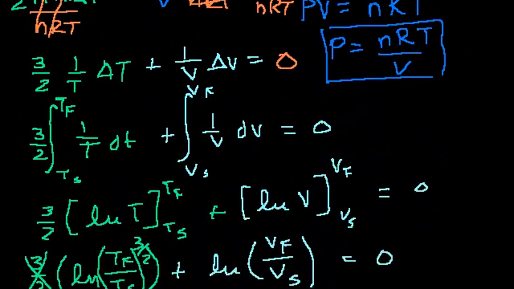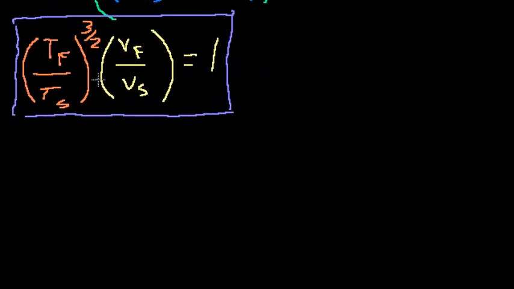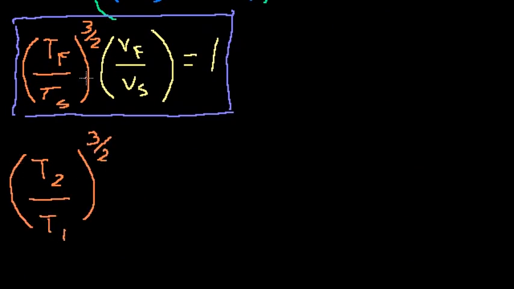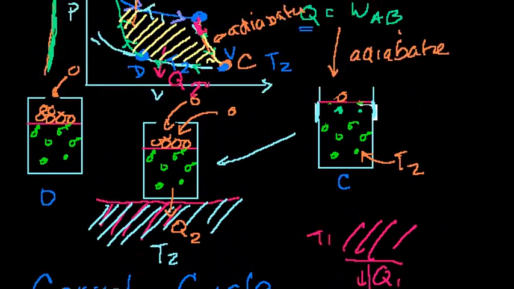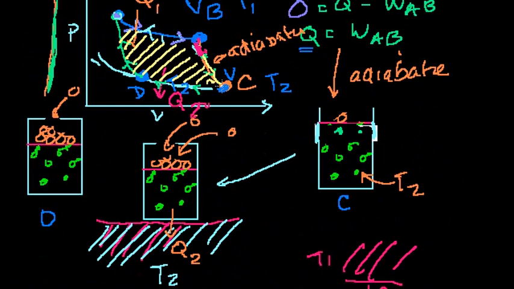So on that right process, our final temperature was temperature 2. Let me write it down. Temperature 2. Our initial temperature was temperature 1, where we started off at point B, to the 3/2 times, what was our final volume? Our final volume was our volume at C divided by the volume at B, and that's going to be equal to 1. Neat. That's the result we got from this adiabatic process. We did a bunch of math, and then we just substituted for our initial and final volumes and temperatures.